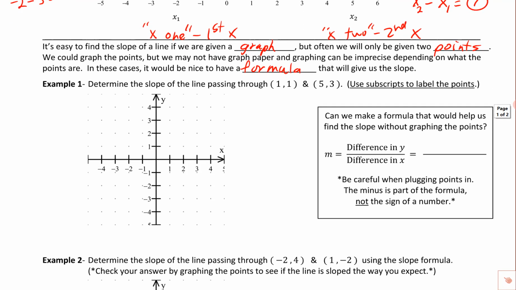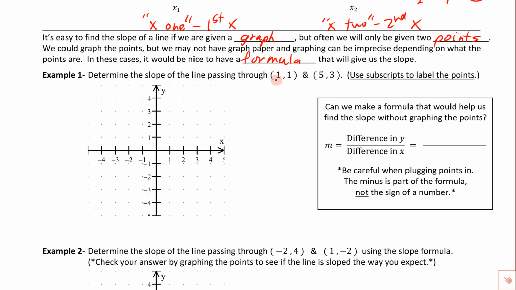So here's what we're going to do on example number 1. We're going to figure out what that formula would be. We've got the point 1, 1 and the point 5, 3. Now, it says use subscripts to label the points, so I'm going to go ahead and do that right now. I'm going to label this one as x1 and y1. That literally just means the first x and the first y, so it's the first xy pair, and x2, y2, so that's the second xy pair. All right, now let's go ahead and graph these. So this would be 1, 1, so we're right there. And the other one would be 5, 3, so 5, 3 is right here.